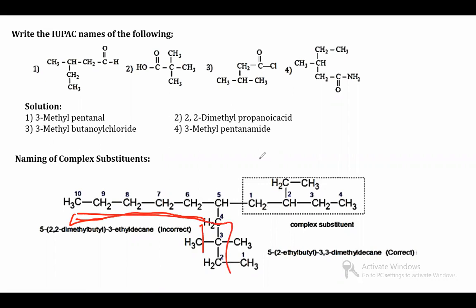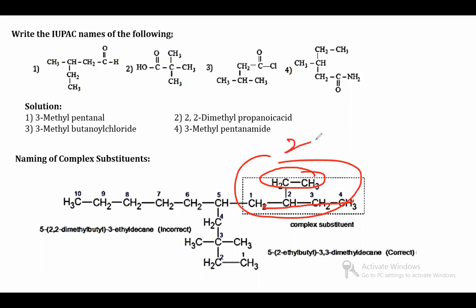If we consider the fifth carbon as having the substituent group, the total number of carbons is 10. That is decane. In the decane, there will be a substituent group. Which is the substituent group? In the fifth carbon, there will be a substituent group 1, 2, 3, 4, and that is butane. In that, the second carbon will be having the ethyl, that is 2-ethyl butane. The substituent chain is 2-ethyl butane.